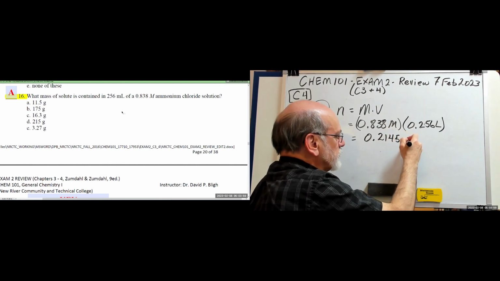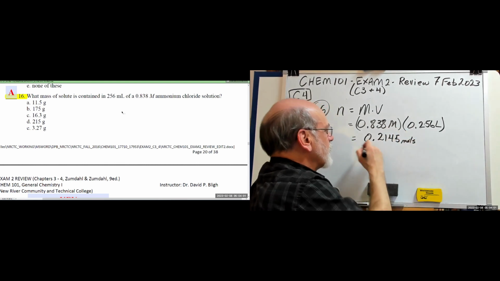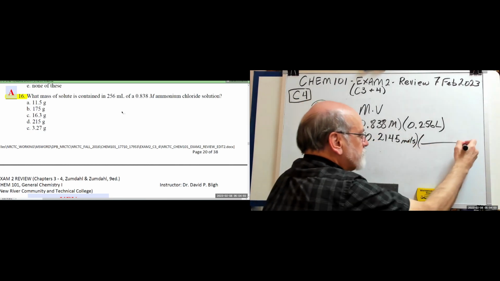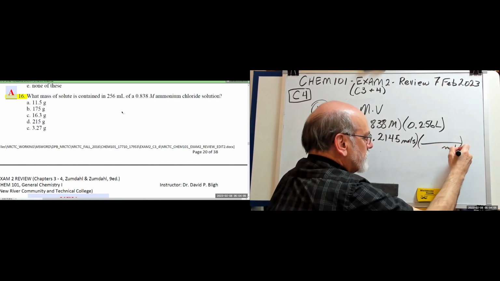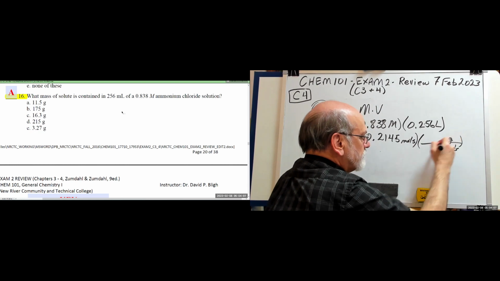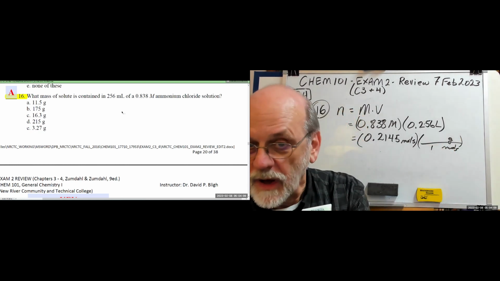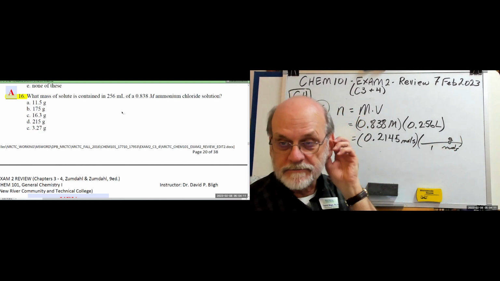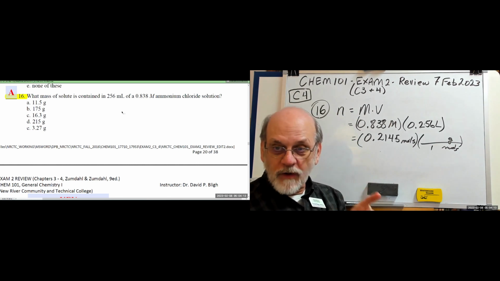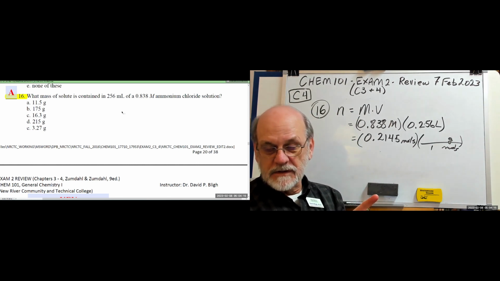0.2145 moles. Okay, now we have to convert to mass. So how do you get the mass of ammonium chloride? You have to be able to write the compound. You need to know the formula.